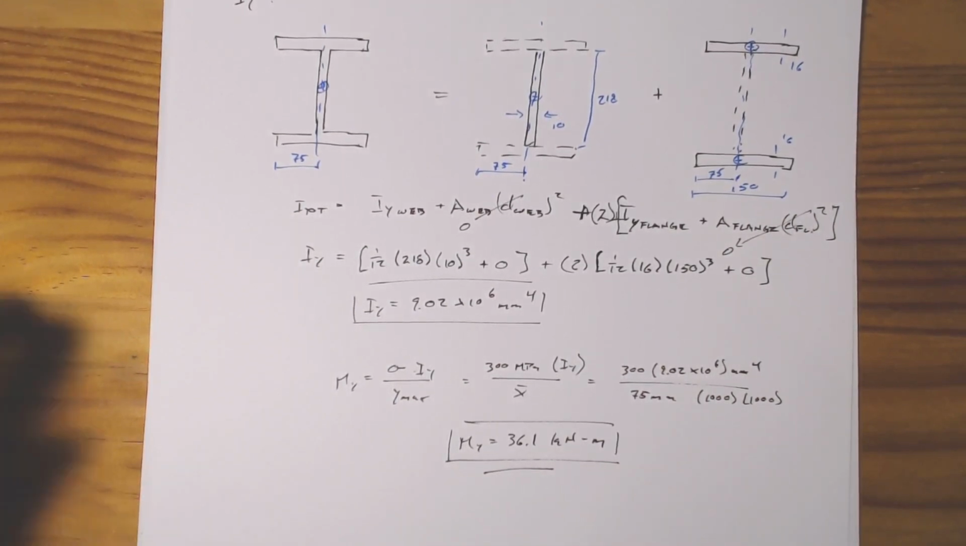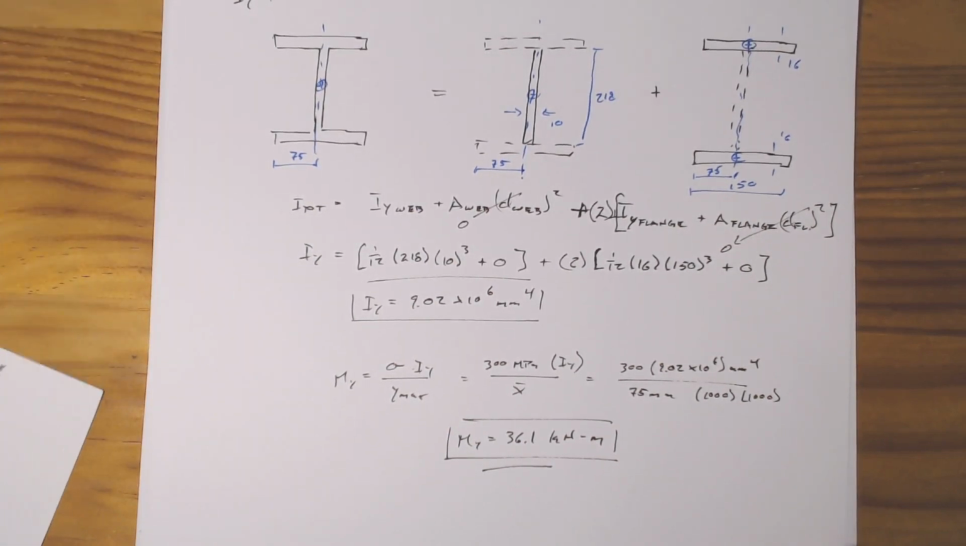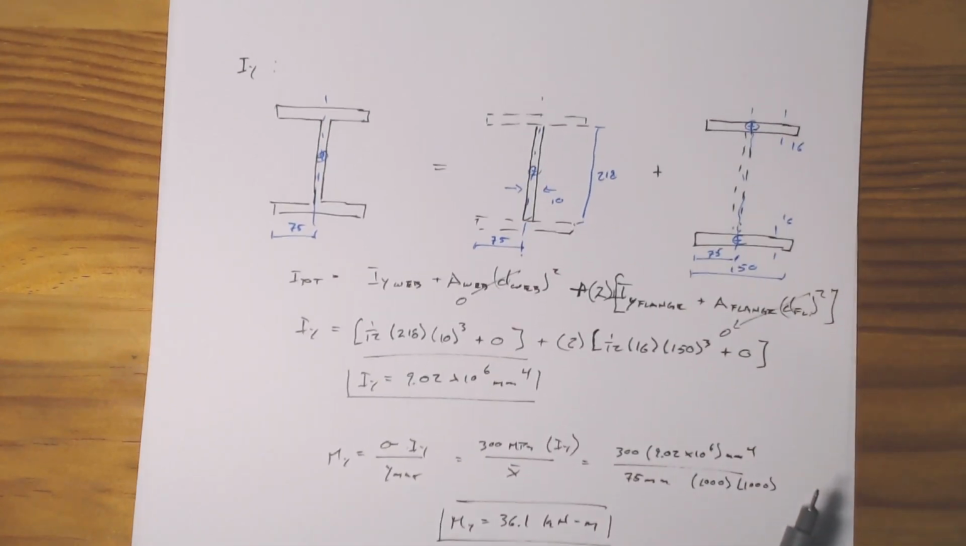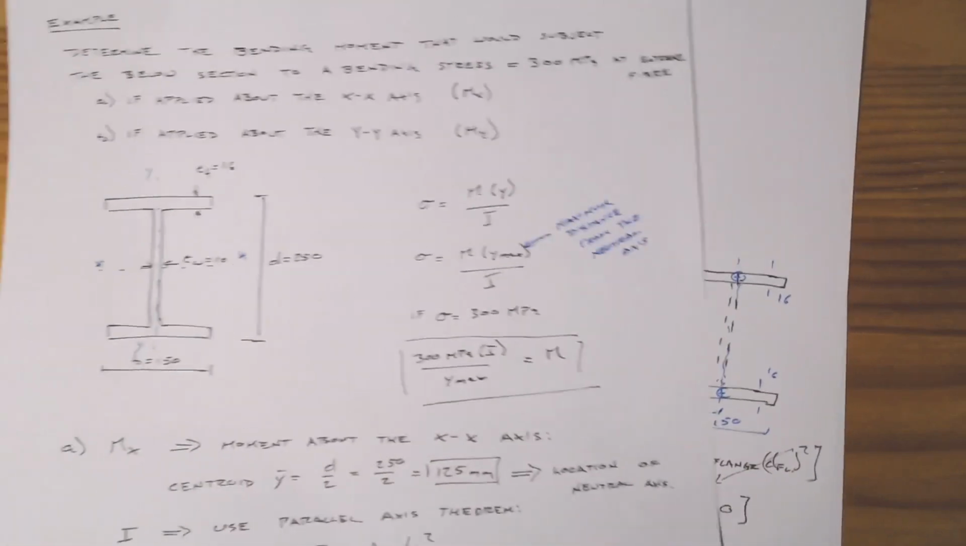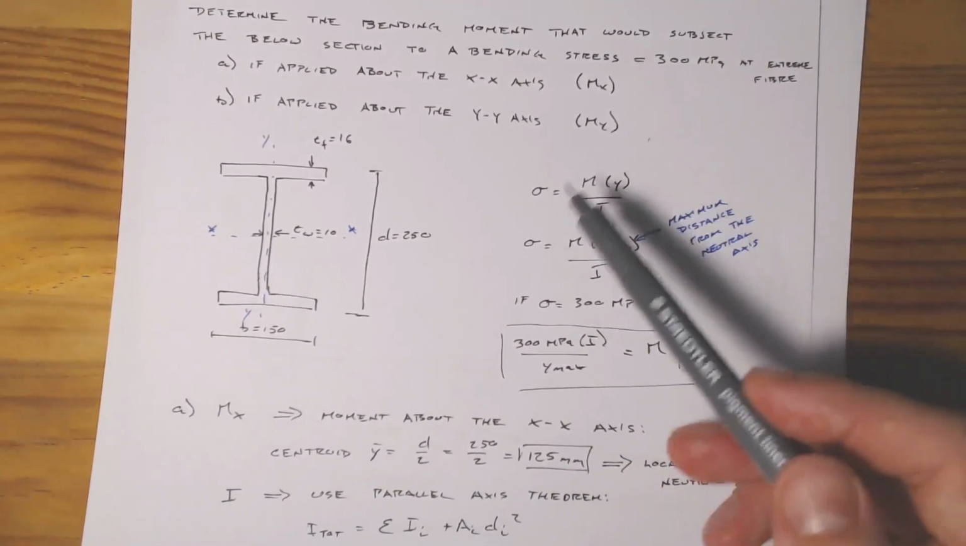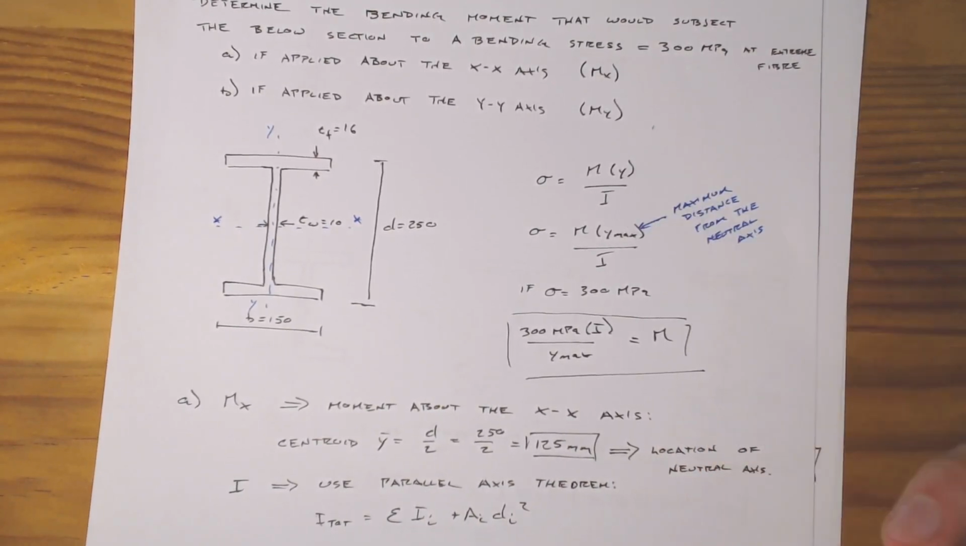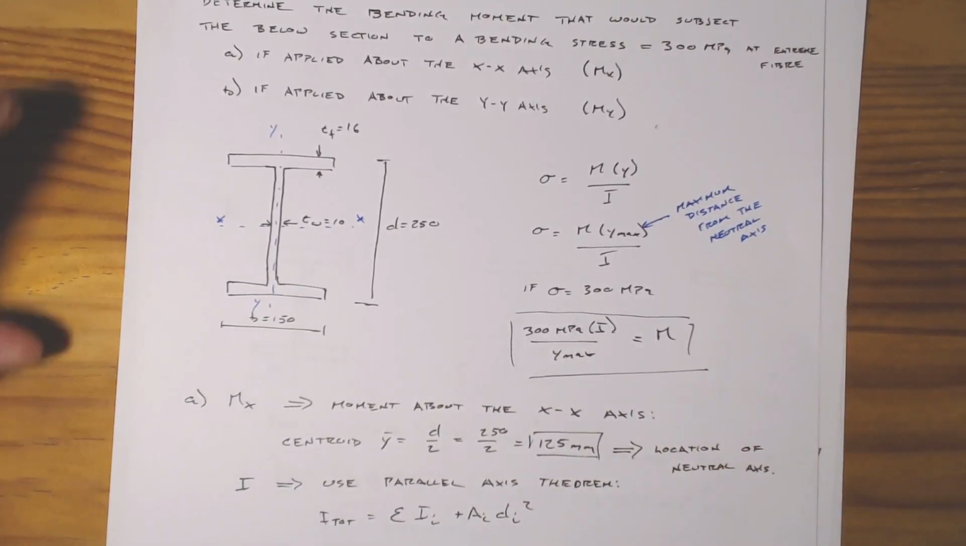And there you go. So hopefully you found that a fairly straightforward process. The hardest thing is effectively working out what direction you're bending around and determining your moment of inertia. But once you have that, it's really just some manipulation of our general bending stress equation: stress equals the applied moment times the distance away from the neutral axis over the moment of inertia.